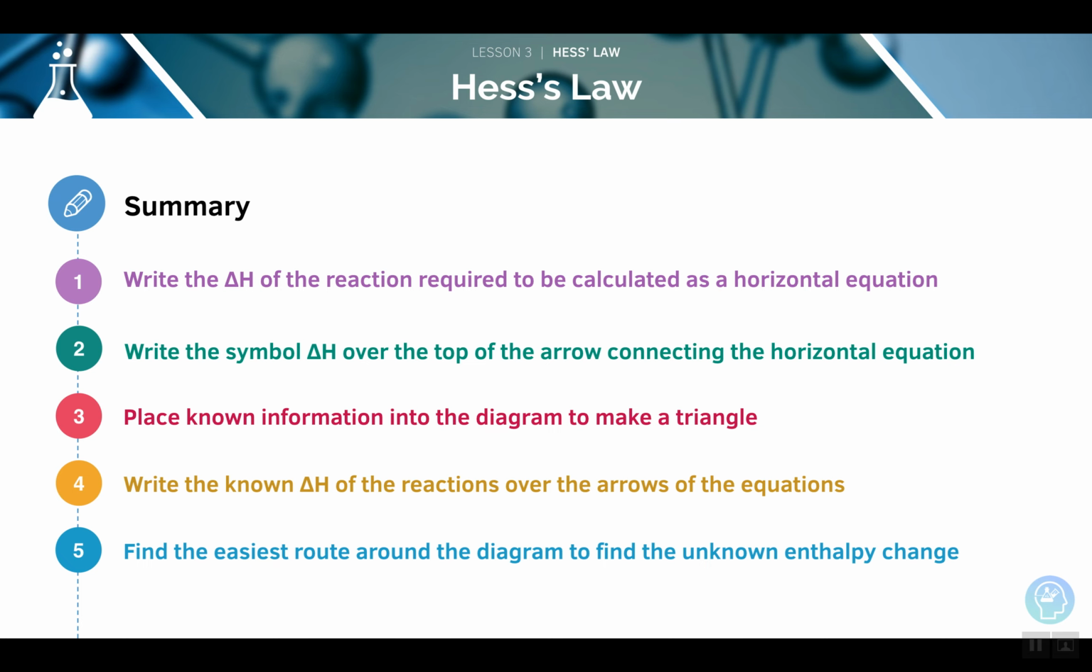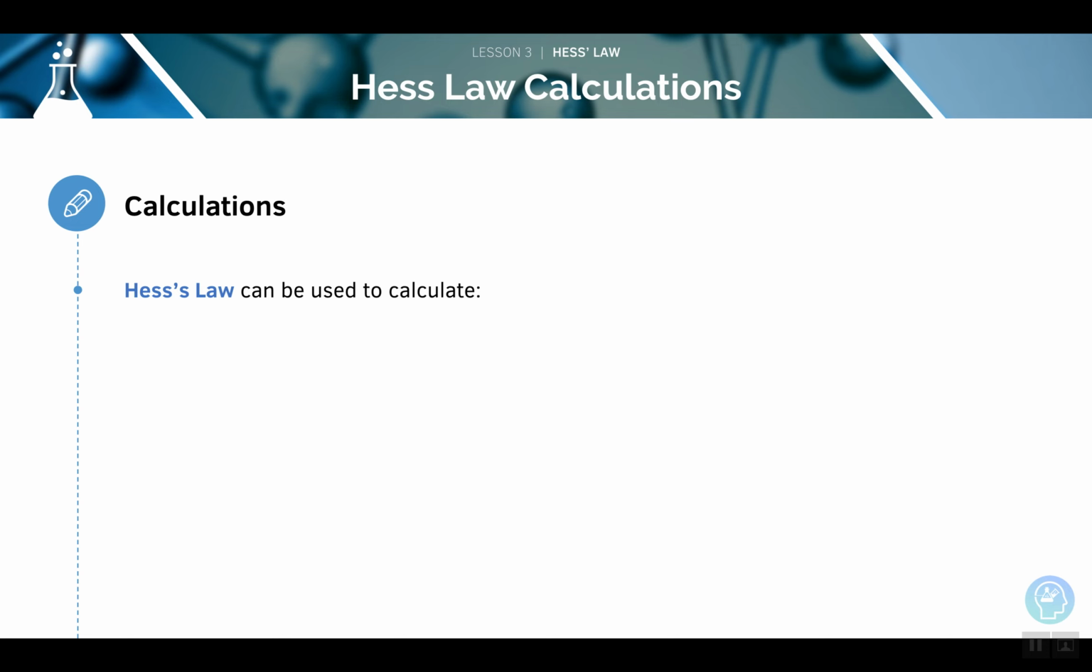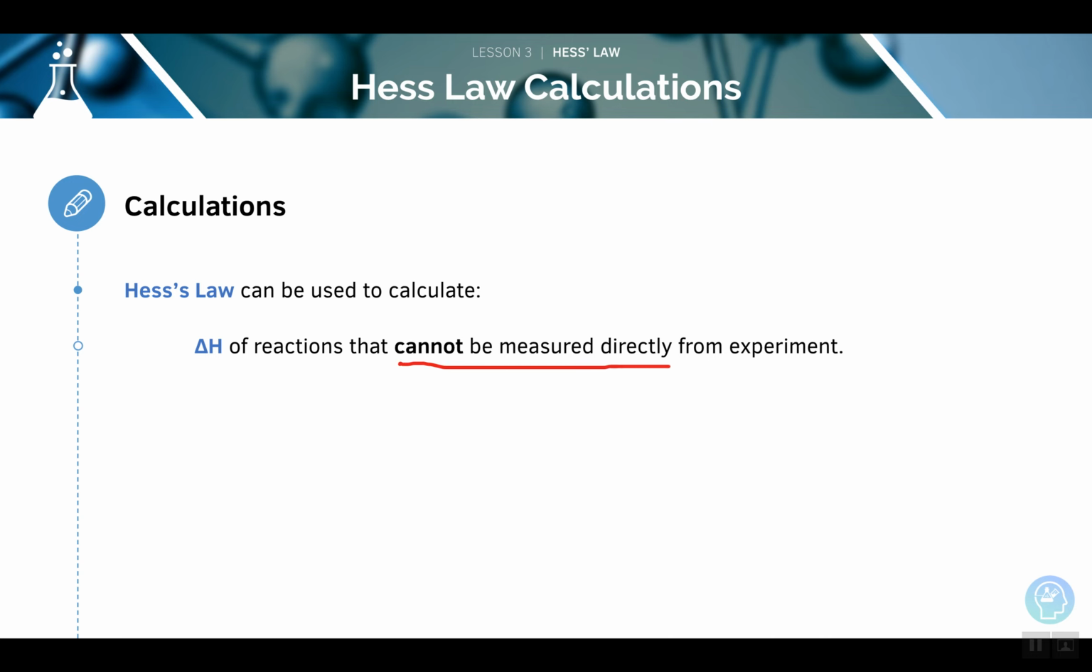Here's a quick summary of what we've just covered. Pause the video now to take a quick note of this. It will come in handy for your revision. Hess's law can be used to calculate the delta H of a reaction that cannot be measured directly from an experiment.